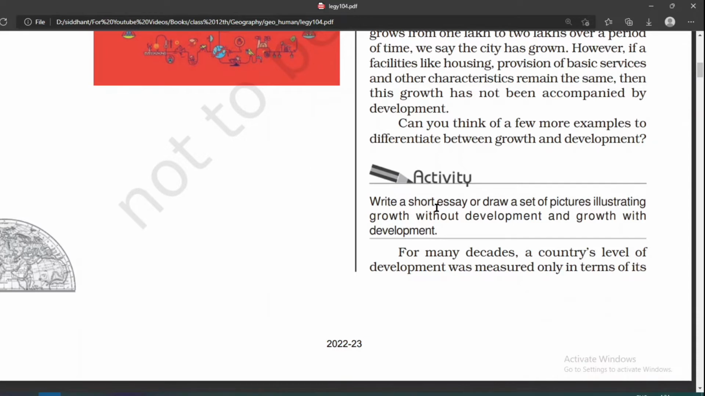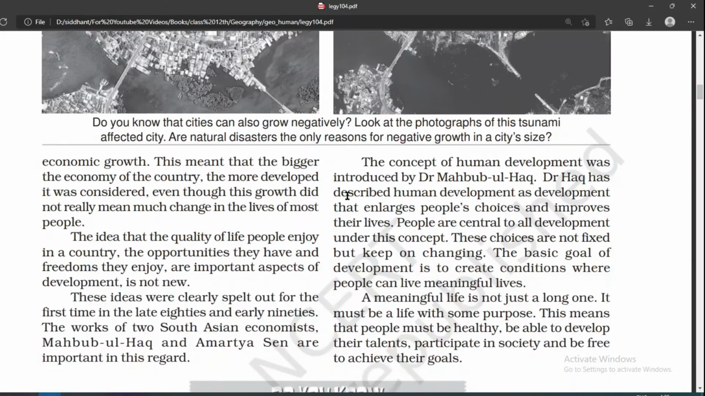Activity. Write a short essay and or draw a set of pictures illustrating growth without development and growth with development. For many decades, a country's level of development was measured only in terms of its economic growth. This meant that the bigger the economy of the country, the more developed it was considered, even though this growth did not really mean much change in the lives of most people.